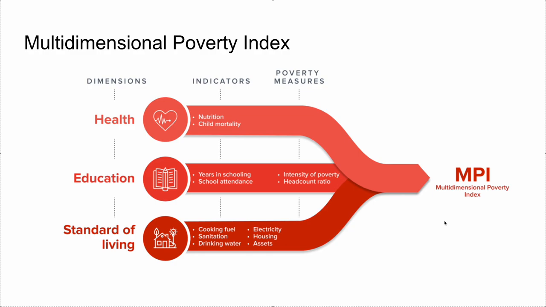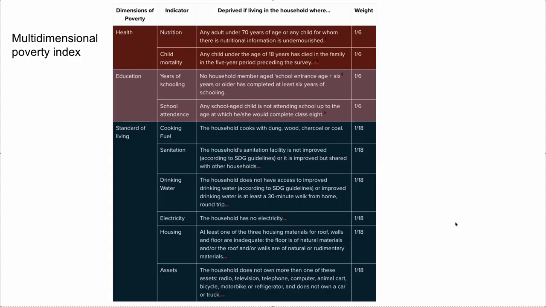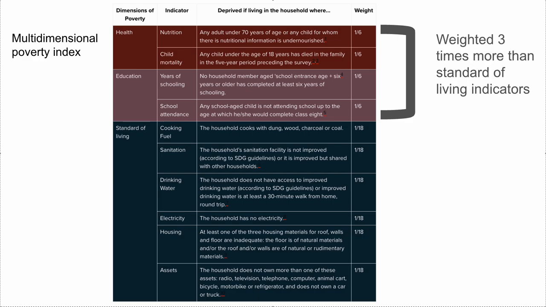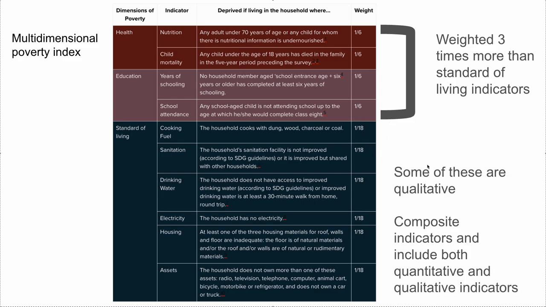Similarly, the multidimensional poverty index is an interesting one that you can find on Codrington, page 21. Looking at it in more detail, we're measuring health and education using nutrition, as well as child mortality, years of schooling, as well as the amount of schooling that they're attending, and then standard of living. So cooking fuel, do they use dung, wood, charcoal, or coal for their cooking fuel? So what we can see here is that the weighting of the health and education area is about 3 times more than the standard of living, right? It's 3 out of 18 here compared to 1 out of 18. So some of these areas are qualitative, some are quantitative.